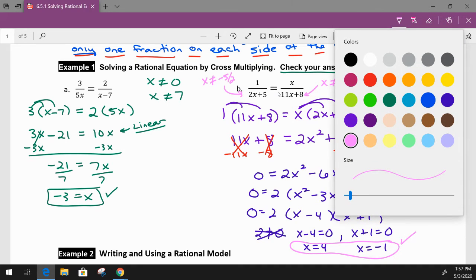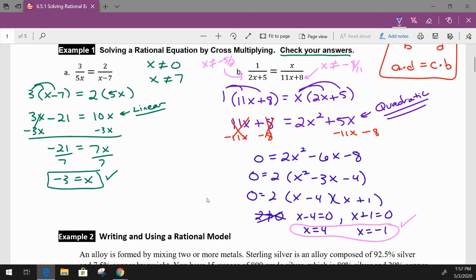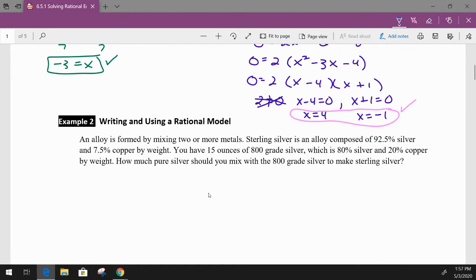Okay, the next problem that we have is a story problem, because rational equations are used a lot in story problems. This problem is a little bit confusing, but I'll try to break it down for you as easily as possible. They've got a lot of information, but basically, an alloy is formed by mixing 2 or more metals. So we've got sterling silver, which is an alloy composed of 92.5% silver and 7.5% copper by weight.